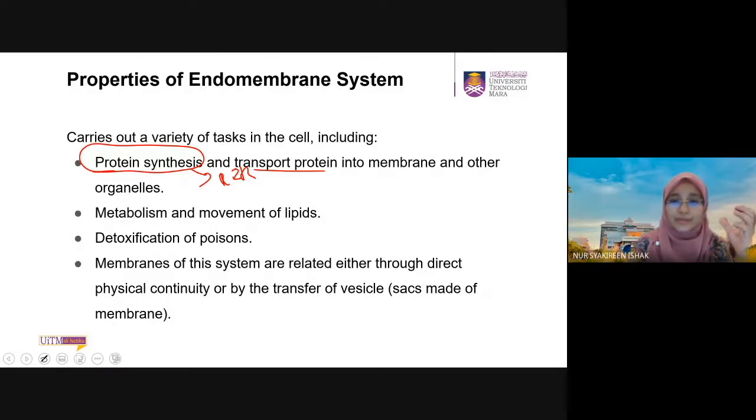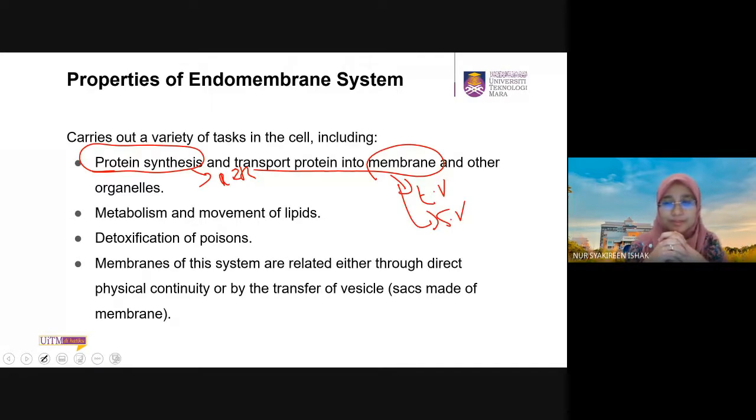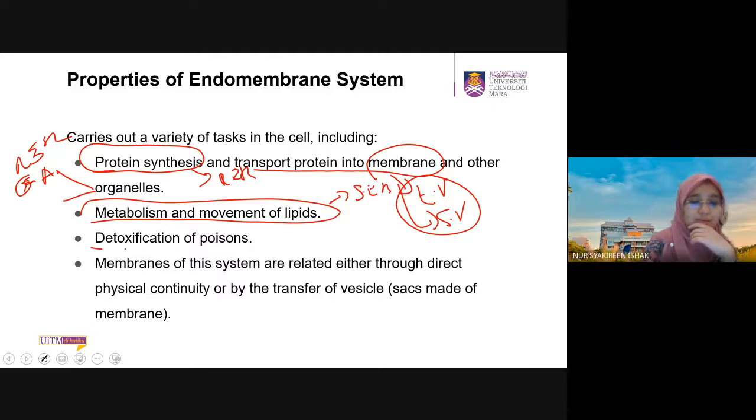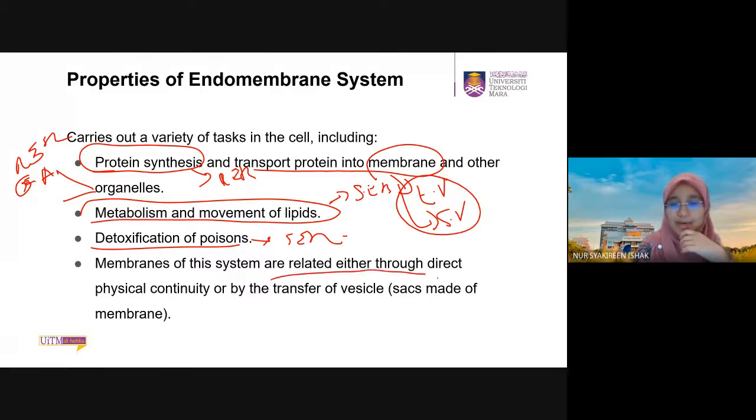And transport protein into membrane, jadi transport vesicle ataupun secretory vesicle macam tu. And other organelles, so yang terlibat tadi adalah rough ER, smooth ER, Golgi apparatus, and all these vesicles. Kalau terlibat dalam metabolism and movement of lipid, this involves smooth ER. Detoxification of poison, again smooth ER. So the membranes of this system are related either through direct physical continuity or by the transfer of vesicle.